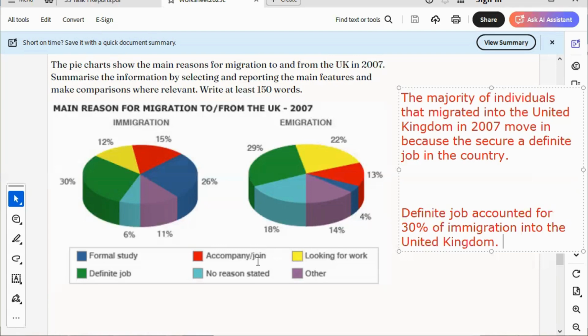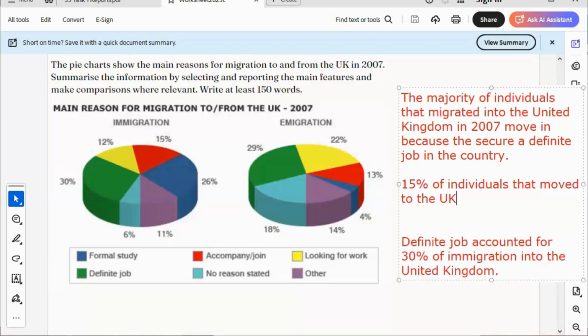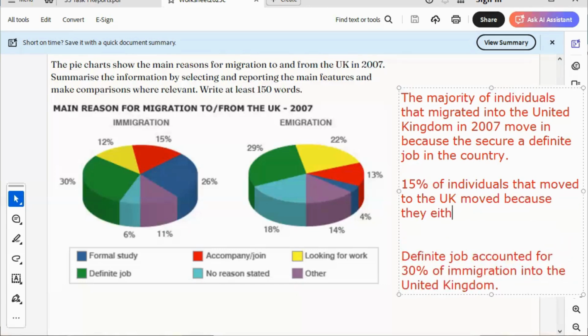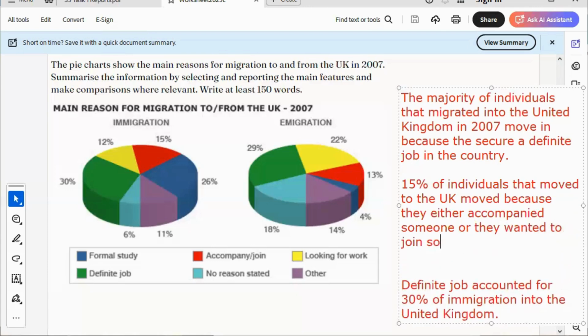Accompany, join. That means they moved to the UK because they what? Because they accompanied somebody or because they wanted to join somebody, right? So how do I write that? Let's write a sentence for that. We said that 15% of individuals that moved to the UK moved because they either accompanied someone or they wanted to join someone.